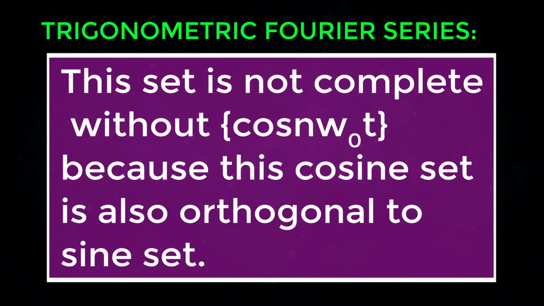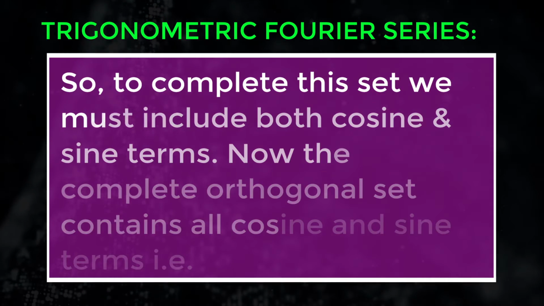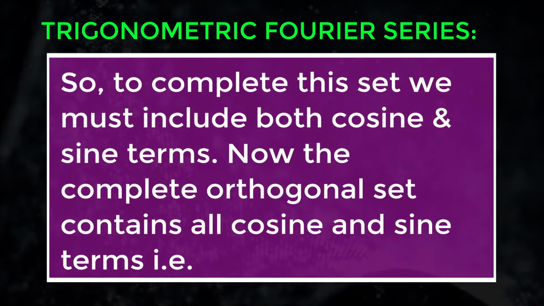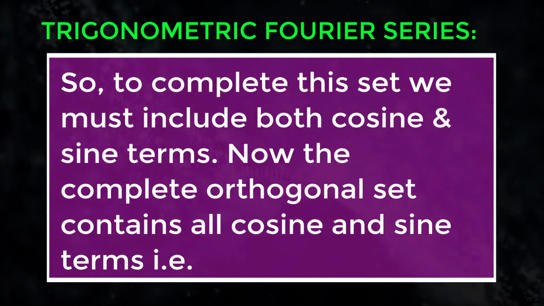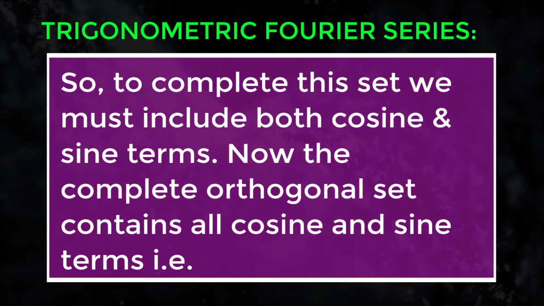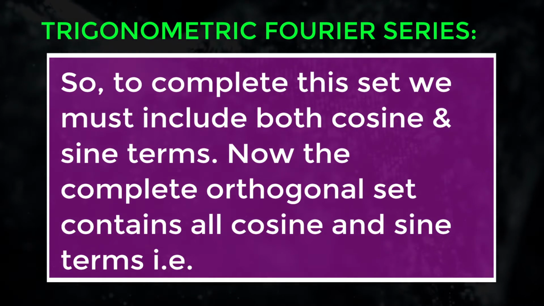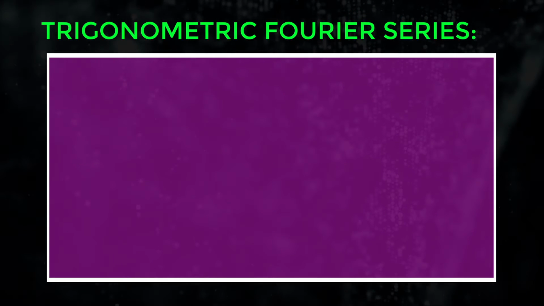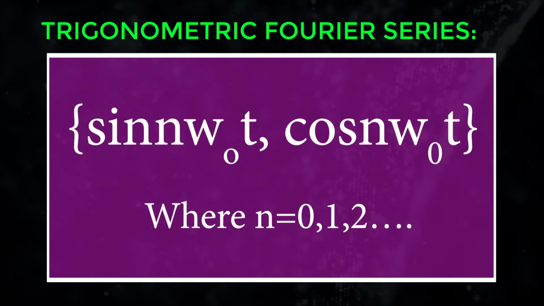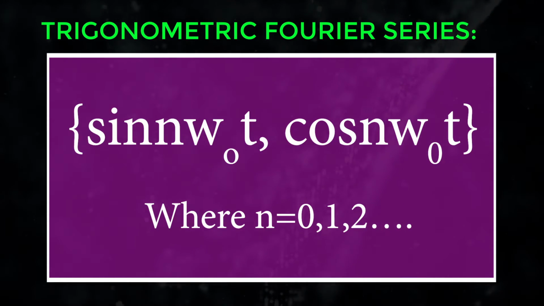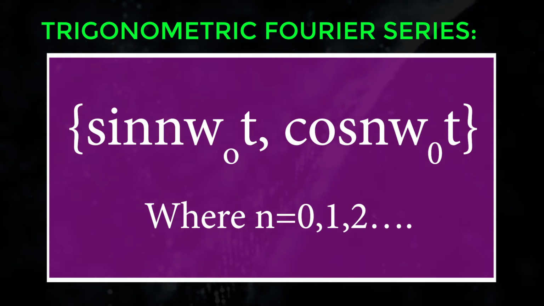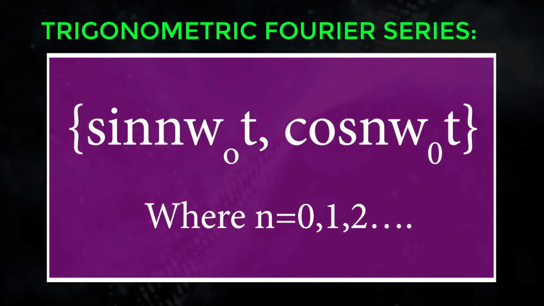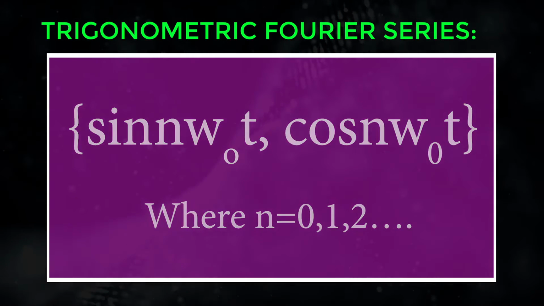The set is not complete without cos n omega naught t, because this cosine set is also orthogonal to the sine set. So to complete this set, we must include both cosine and sine terms. Now the complete orthogonal set contains all cosine and sine terms, that is, the orthogonal set of sin n omega naught t and cos n omega naught t, where n equals 0, 1, 2 and so on.